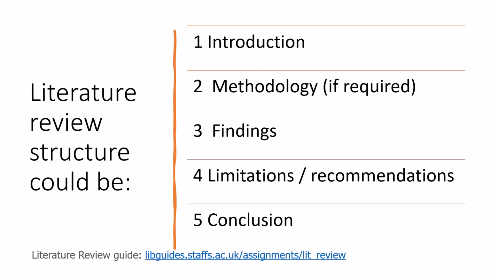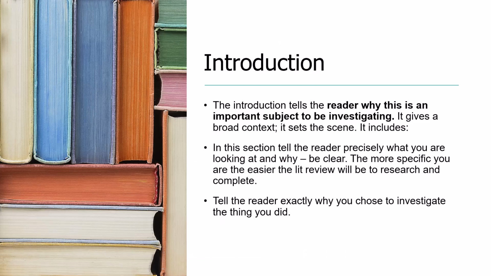So when you write up your literature review, it will need to have a strong structure. And this is an example structure that you might find useful. Check your assignment brief to find out what structure your literature review needs to have. So first of all, there is an introduction. This tells your reader why this is an important topic to research. It sets the scene and gives a context for your research. And it tells the reader precisely what you're looking at and why. You need to be really clear about this. Tell the reader why you chose to investigate this particular topic.